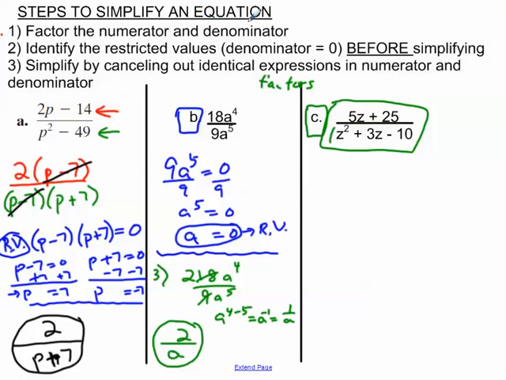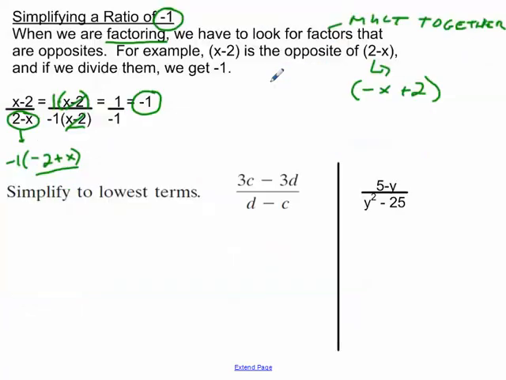7.1b, video B. Here are our steps to simplify. We've got to factor the numerator and the denominator. We've got to identify restricted values. And then simplify by canceling out identical expressions, which essentially are factors. Cancel out factors from the numerator and denominator. So factor the numerator and denominator, cancel factors.